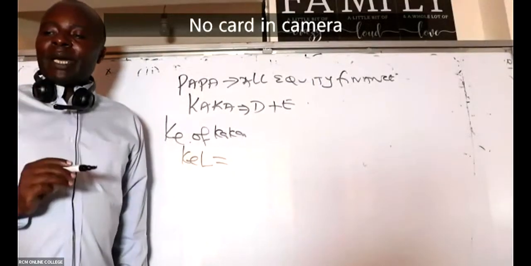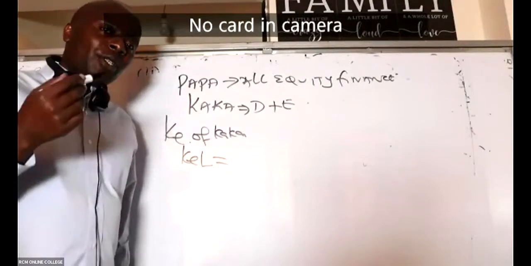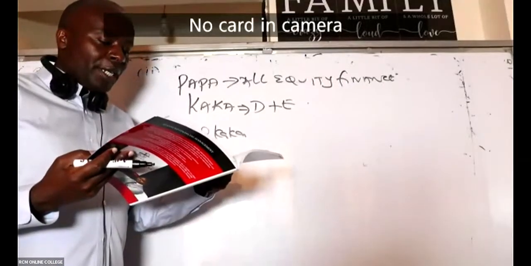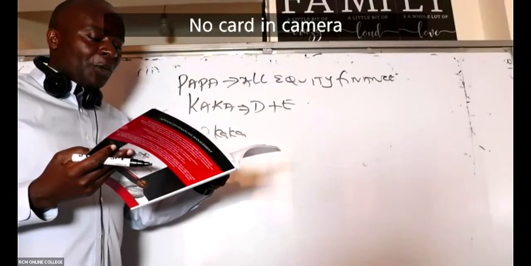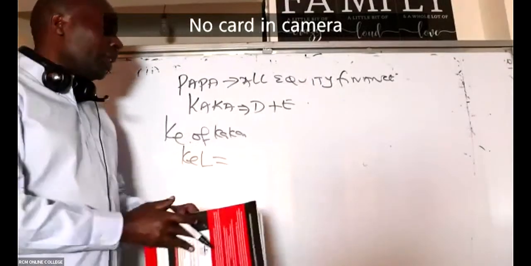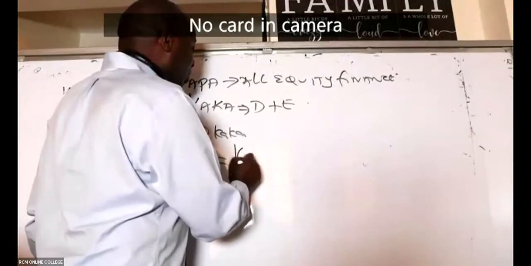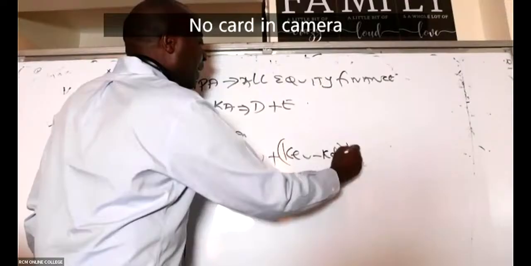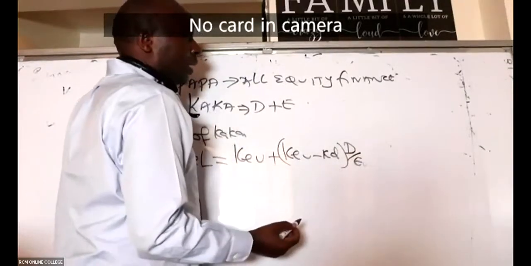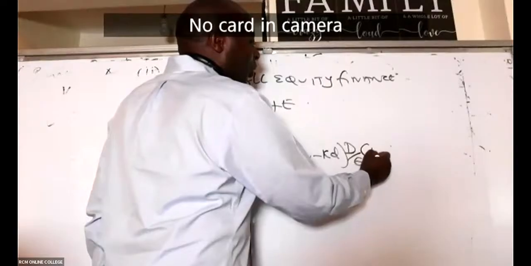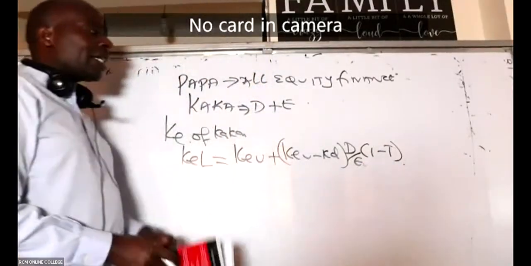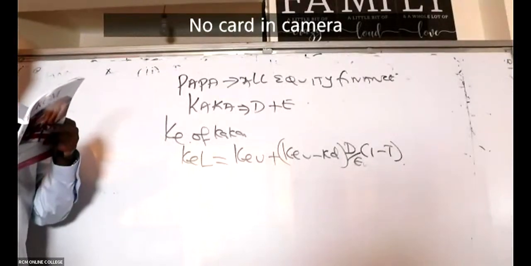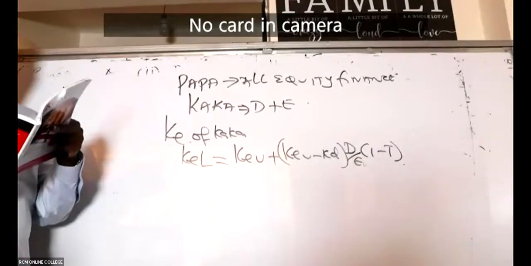And here, ladies and gentlemen, I can't use CAPM here, because you can see the kind of information given here really does not support CAPM. You don't have risk-free language like that. So then I know the other formula. I know that KL is obtained by KU plus (KU minus KD) into debt over equity into (1 minus tax). This one here does not have tax at all.